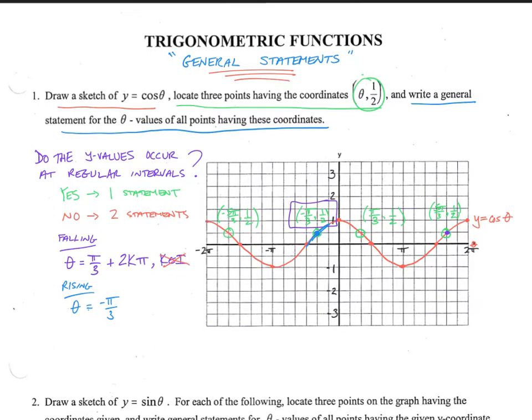And then if I go any full rotation in either direction, it will allow me to arrive at another point where I am rising to a half. So if I move any full rotation, plus my 2k pi, I'll get to another value where I'm rising. With both of these statements combined, I have now taken into account every possible case on my cosine graph that would have a y value of a half.